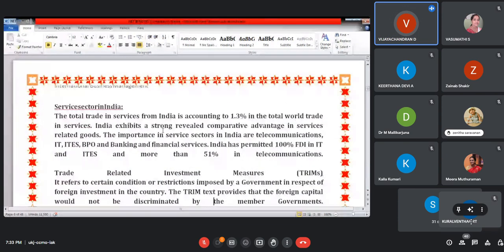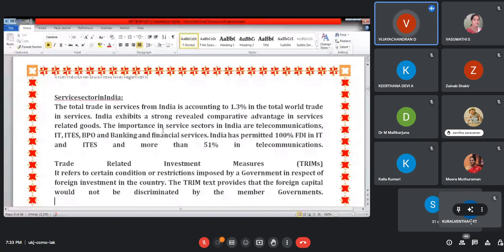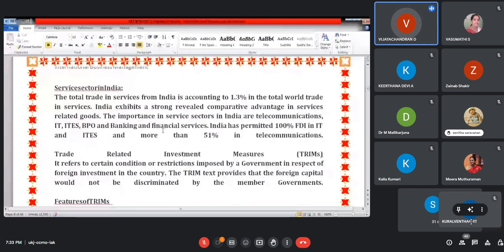So this slide is showing what are the service sectors in India. So a total trade in service from India is 1.3 percentage. Out of the total world trade, only 1.3 percentage is contributed by India in the form of service, like telecommunication, IT, information technology, BPO, ITES, banking, insurance, financial service. So these are all the majority of the service exported by India.